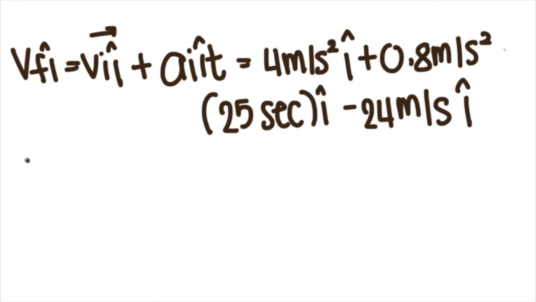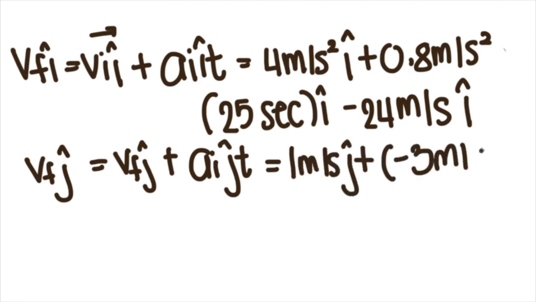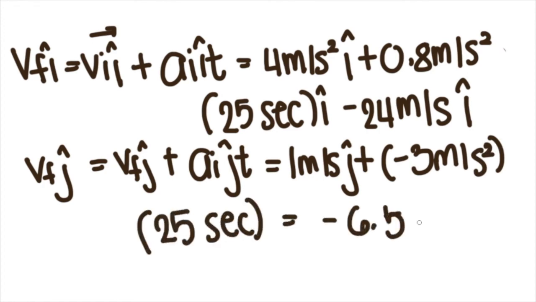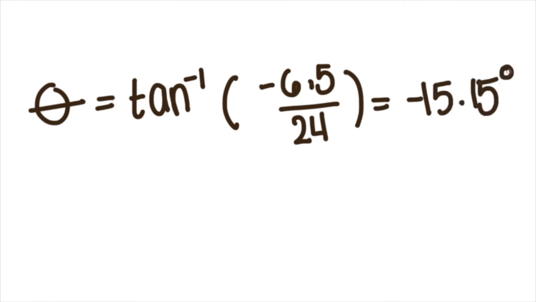Lastly, when looking for the velocity of the j hat, we will use this formula. It is equal to velocity j hat plus a j hat times t, which equals 1 meter per second j hat plus negative 0.3 meter per second squared times 25 seconds, which will lead to negative 6.5 meter per second. However, this is not the end. We have to look for the theta, which is the angle. So tangent inverse of negative 6.5 divided by 24 will be equal to negative 15.15, which will lead to 15 degrees as your answer.